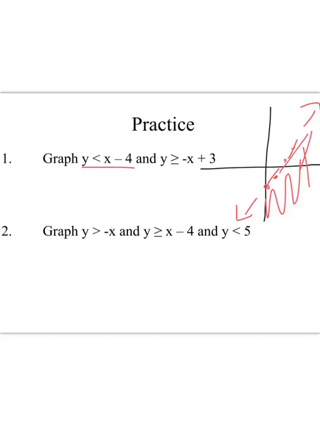The second equation, we'll do that one in blue. I'm going to start at 3, and my slope is -1 over 1. So you can see where my two lines are going to intersect. Solid line because it is greater than or equal to. When I plug in 0, 0, I get 0 being greater than 3. That is not true, so I'm going to shade above. My overlap is occurring in the triangle on the right-hand side of the graph.